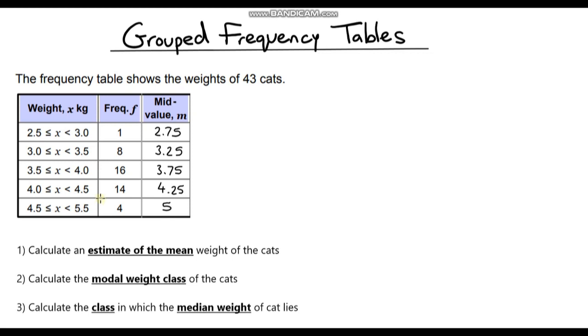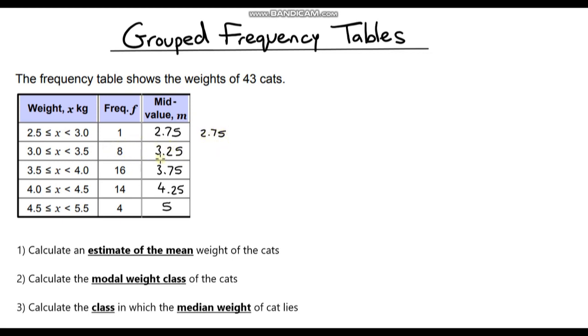So now we're going to assume that this cat weighs 2.75 kilograms. We're going to assume that all of these 8 cats weigh 3.25 kilograms. We're going to assume that all 16 of these cats weigh 3.75 kilograms, and so on and so forth. So what is the total weight of the cats in this category? Well, we've only got one cat and it weighs 2.75 kilograms. So the total weight is going to be 2.75 kilograms.